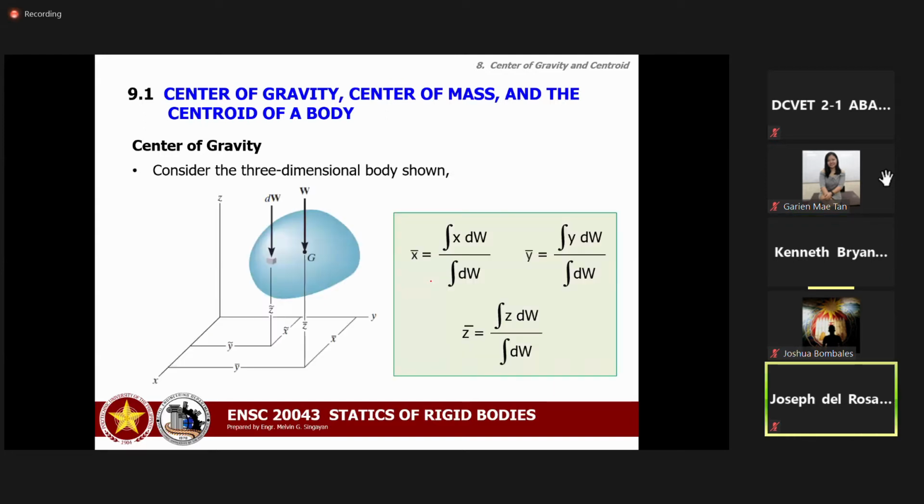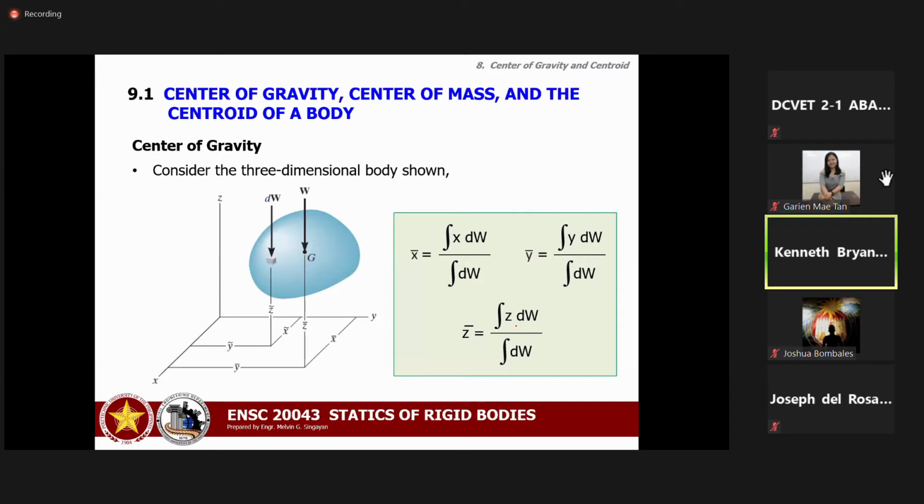Then for the center of gravity of the general three-dimensional body, we have these formulas. Bar X equals the integral of X curl dW over the integral of dW. Then we have bar Y equal to the integral of Y dW over the integral of dW. Bar Z is equal to the integral of Z dW over the integral of dW. So this is the general case.